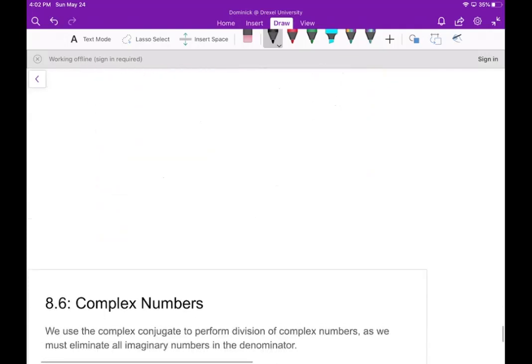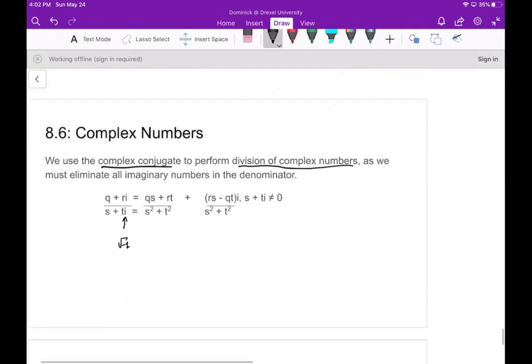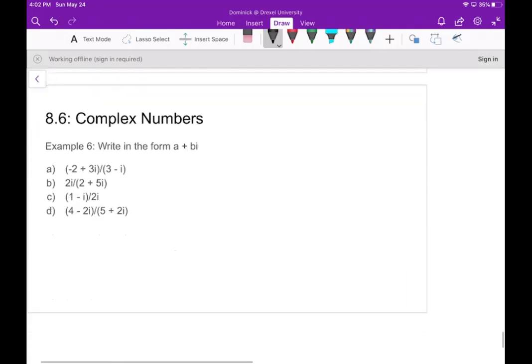Okay, now this brings us to the next thing, right? When you have division of complex numbers, we don't want any radicals in any denominator, and i is a radical, right? It's square root of negative 1. So we're going to use the complex conjugate whenever we divide by complex numbers. That way we'll get something where we don't have radicals in the denominator. So let's do a couple of examples of that. So in part A, we have negative 2 plus 3i over 3 minus i. All right, so we're going to multiply the top and the bottom by the conjugate.